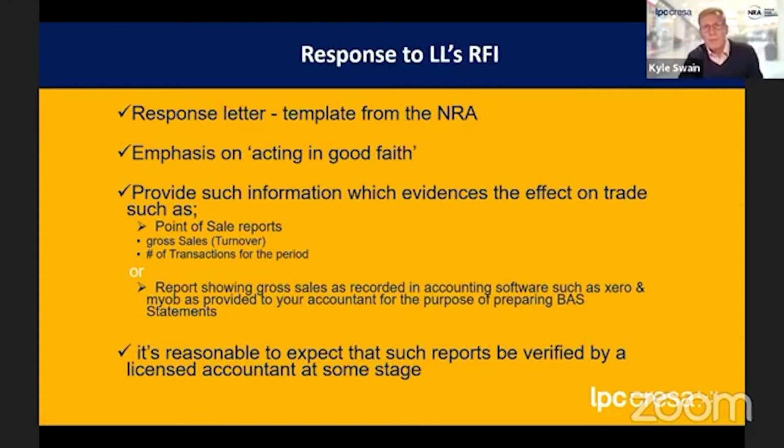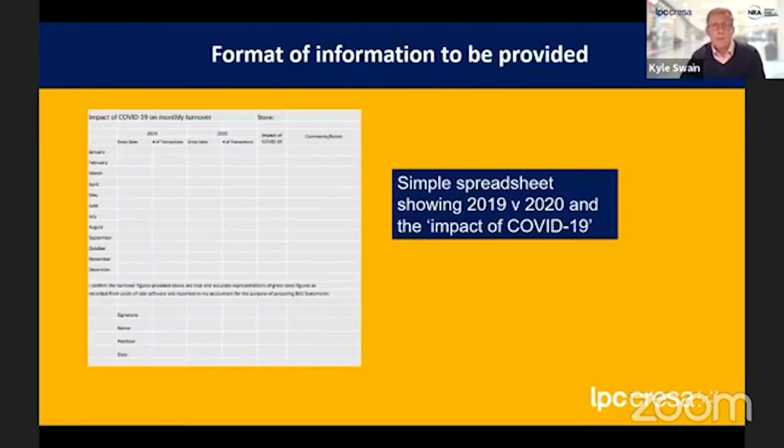Just go to the next slide back, and I'll show a really basic form. It's just a really basic spreadsheet, providing you an example of what we might provide a landlord. Simply got the gross sales from the start of last year, January to December, all of 2019 and all of 2020.